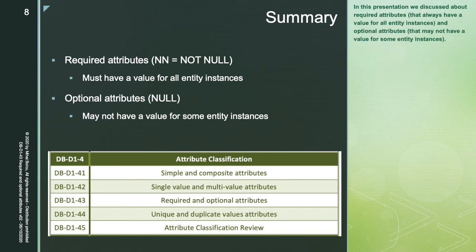In this presentation, we discussed required attributes that always have a value for all entity instances and optional attributes that may not have a value for some entity instances. You may continue to watch the next section in the attribute classification topic, unique and duplicated value attributes.